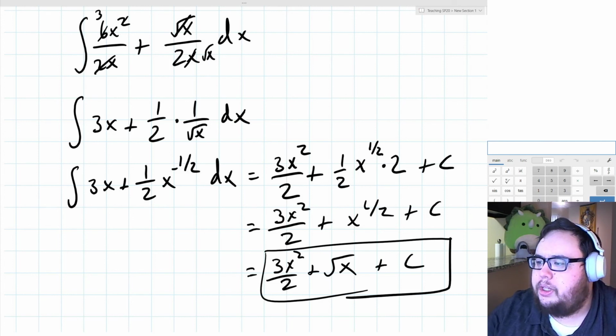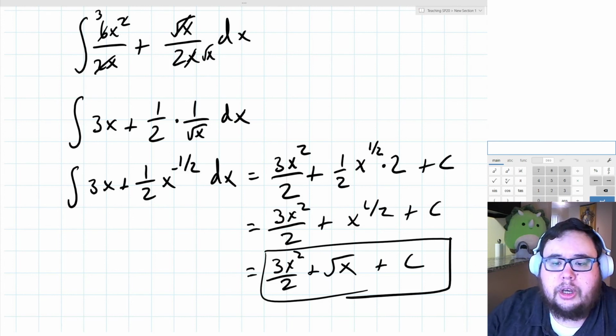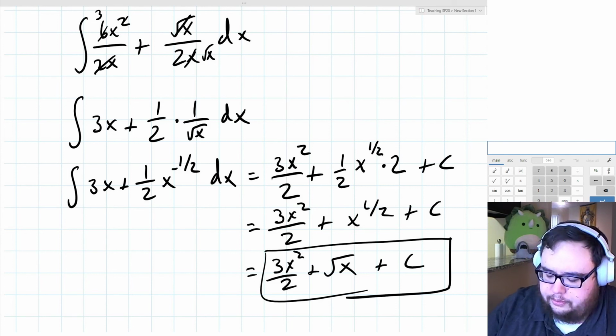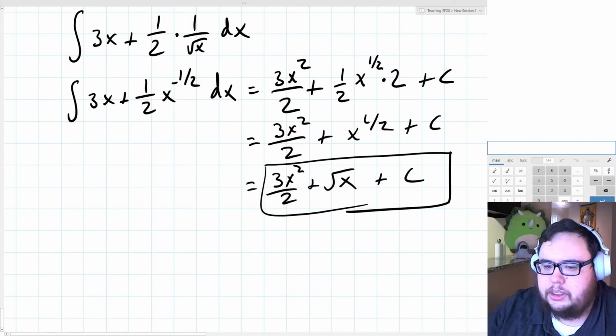The same thing for when you see products. When you see the product of two functions, you're going to need to multiply it out. There is no product rule that you can apply. Does anybody have any questions about these integrals? About the process of antidifferentiation as a whole?